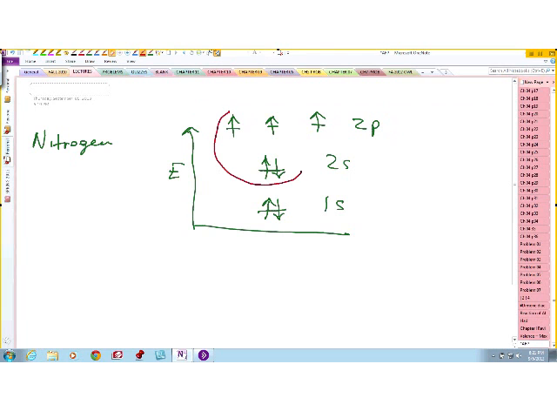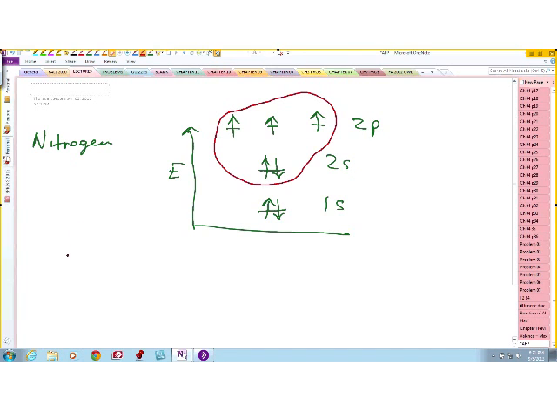so therefore, we look at this again. This is your valence shell, with 5 valence electrons. So how many electrons does nitrogen need in order to obey the octet rule? 3. So therefore, what will be the valency of nitrogen? 3. So nitrogen will be trivalent.